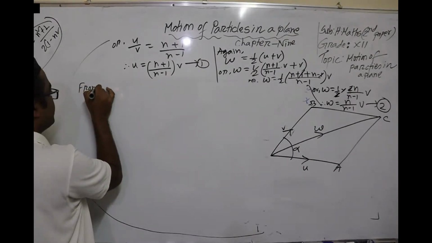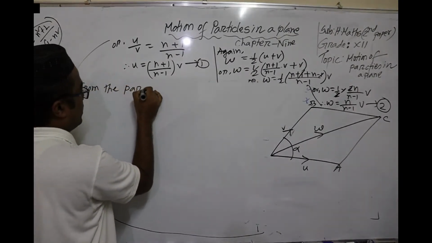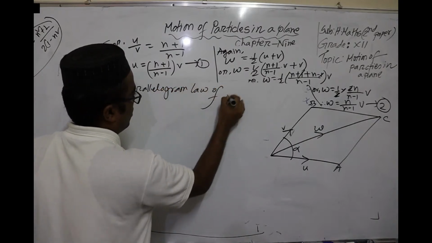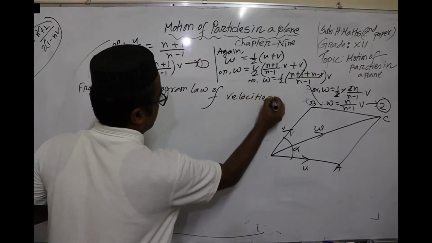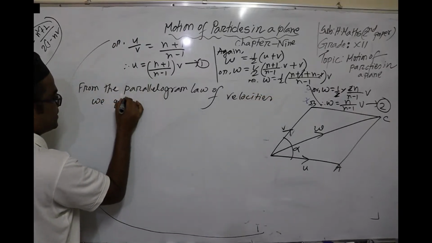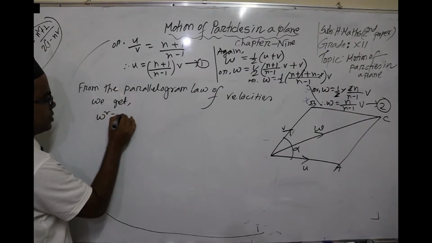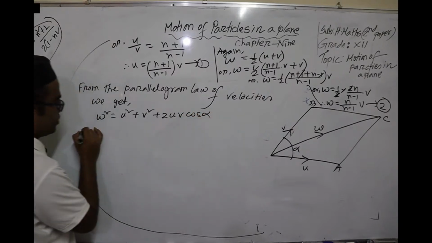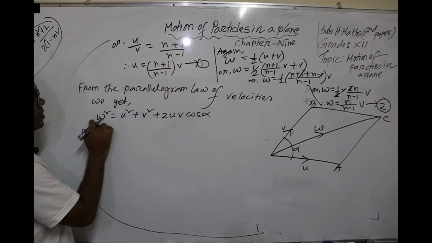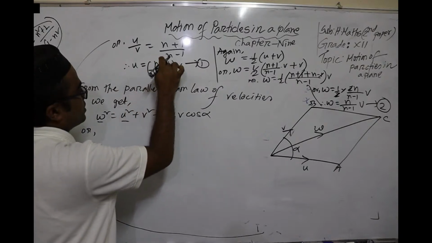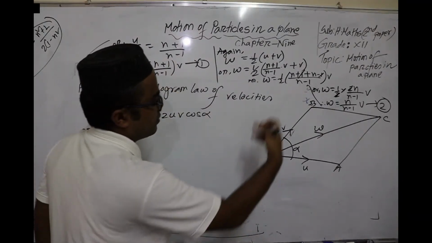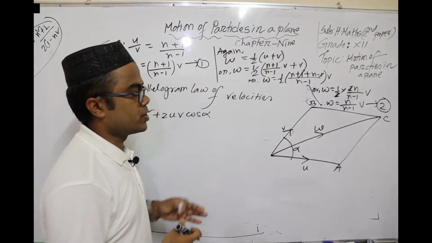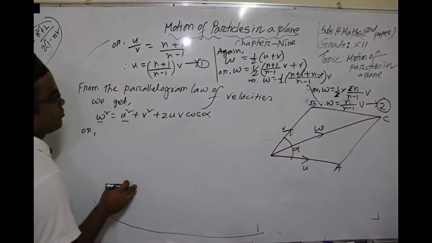From the parallelogram law of velocities, we get w square equals u square plus v square plus 2uv cos alpha. Okay, now we can put the value of w and u. u means (n plus 1) by (n minus 1) into v, and w means n by (n minus 1) into v. Now we can substitute the value of u and w.